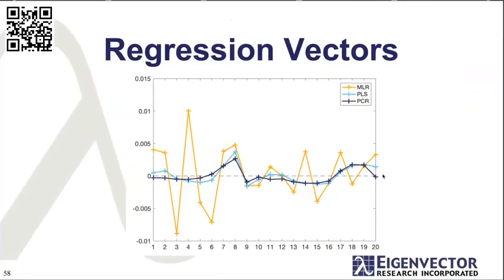regression vector coefficients. You also notice that the PLS and PCR regression vectors are fairly similar, and that's not unusual. The performance of the two techniques is often comparable, even though PLS tries a little bit harder to get relevant information in the earlier factors, earlier latent variables.